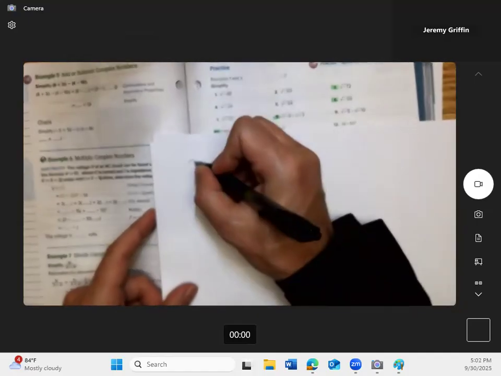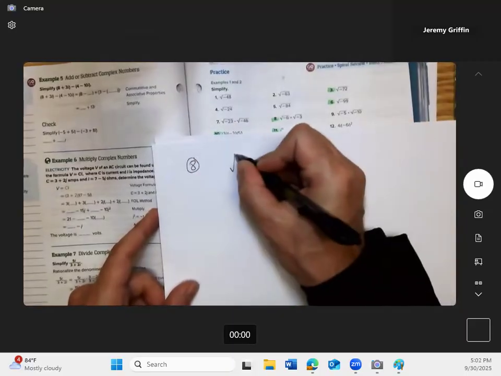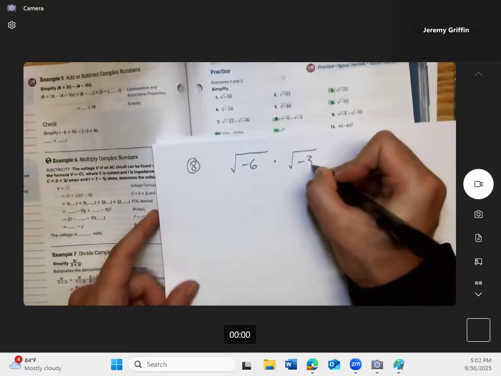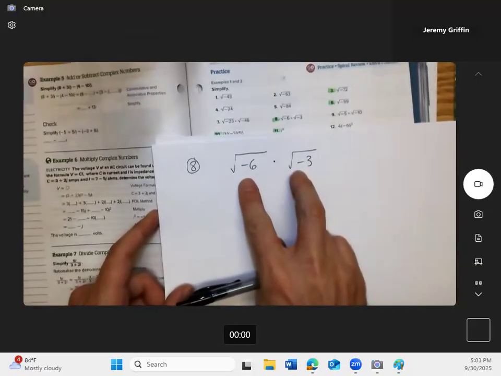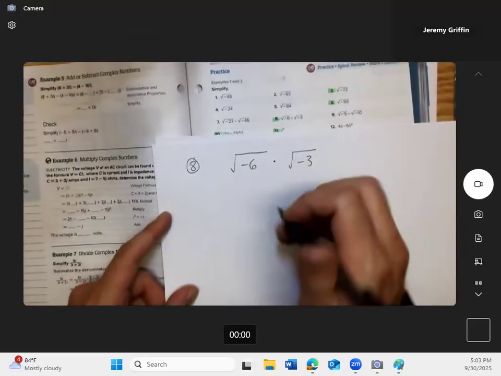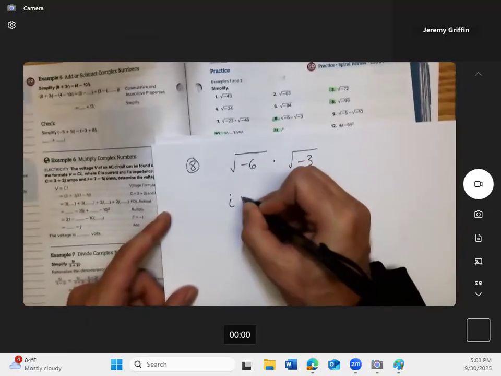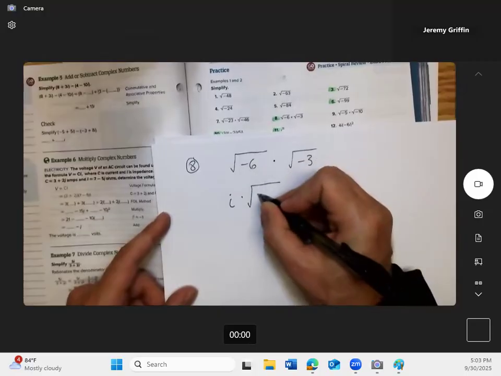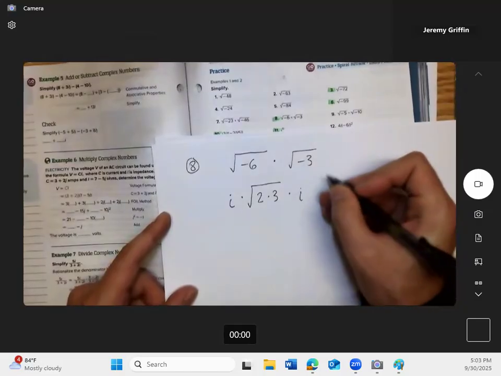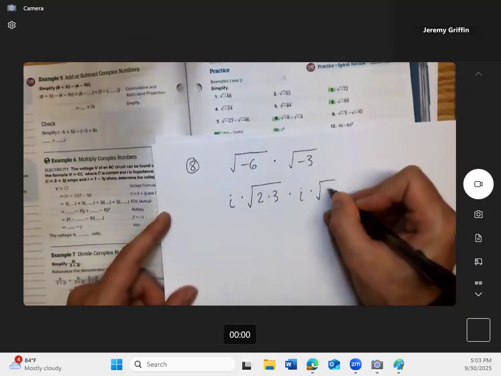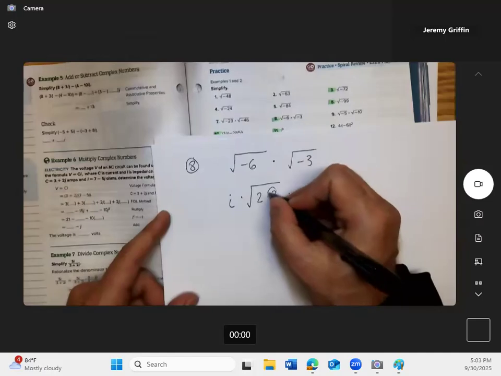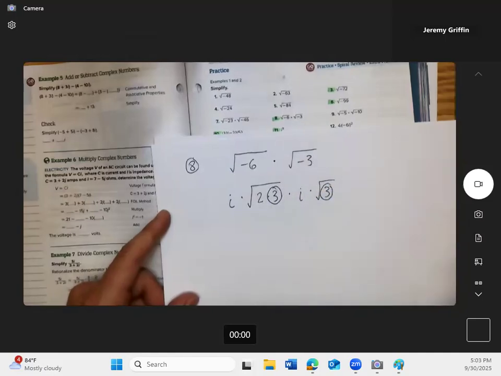Number 8. Square root of negative 6 times square root of negative 3. Here, I can pull an i out here and an i out here. So I got an i, and then here's 6 turned into 2 times 3, and I got another i from here, and I got the square root of 3. Now look at this: I got square root of 3 and square root of 3, so those two combine to just make a regular 3.